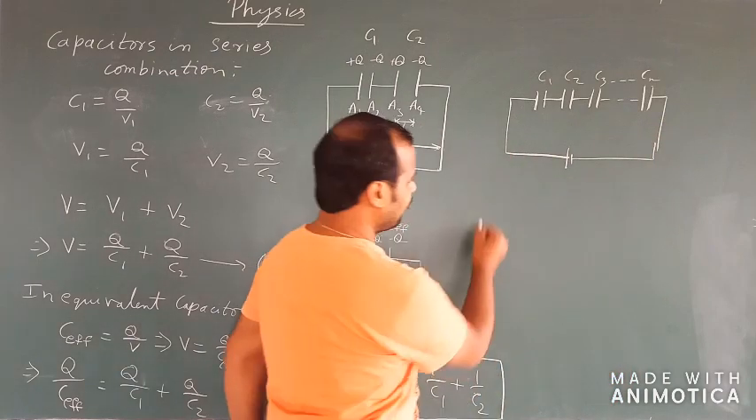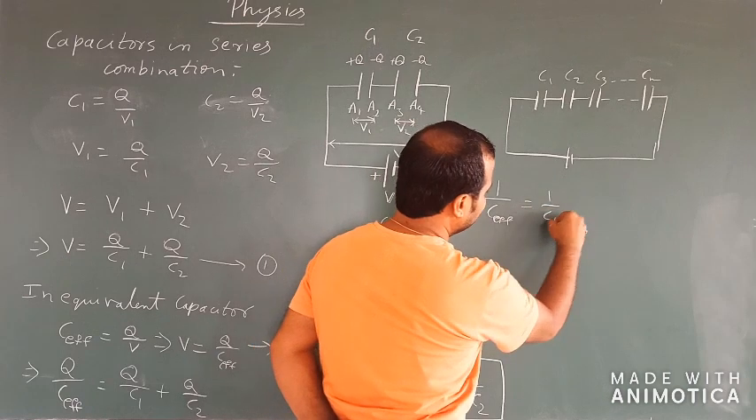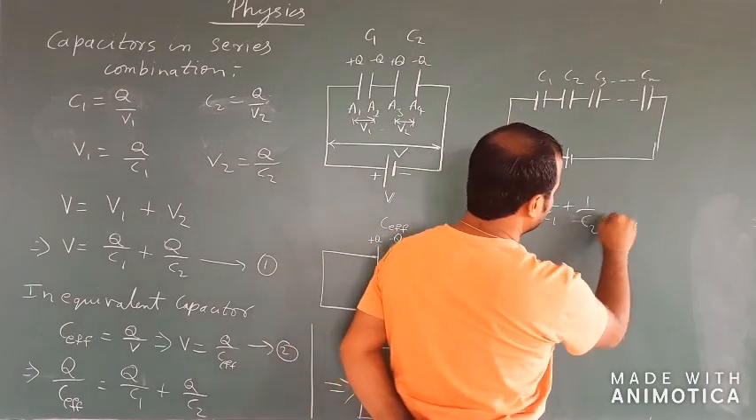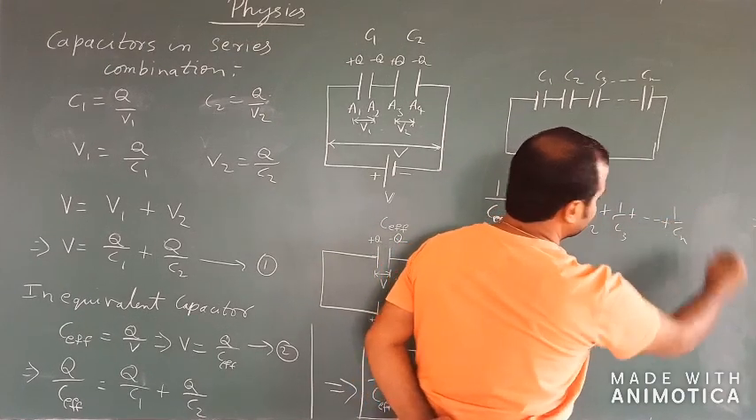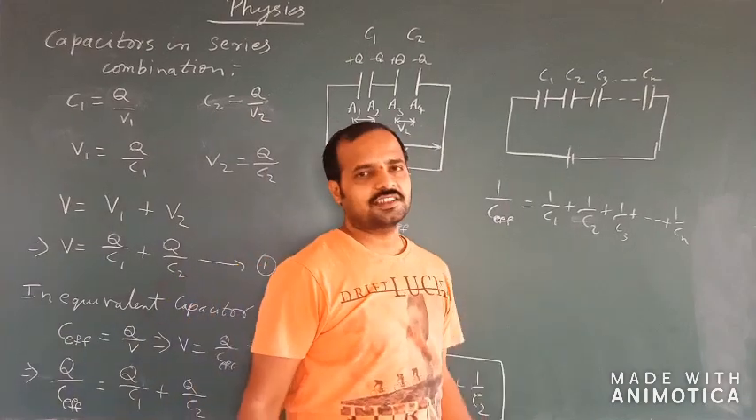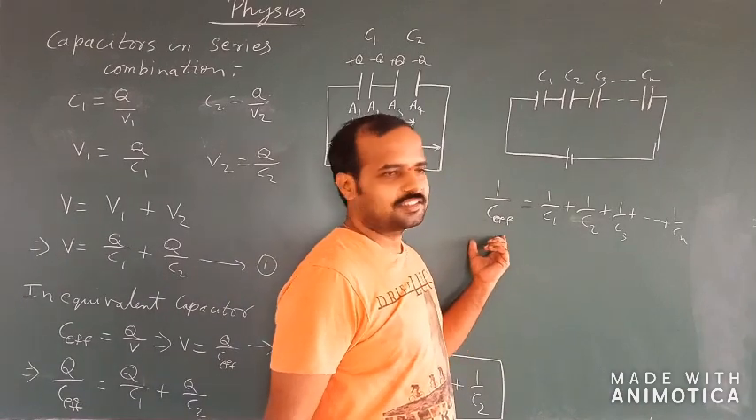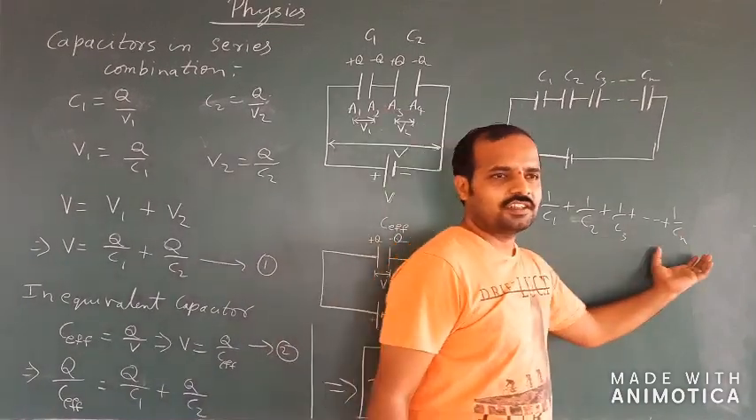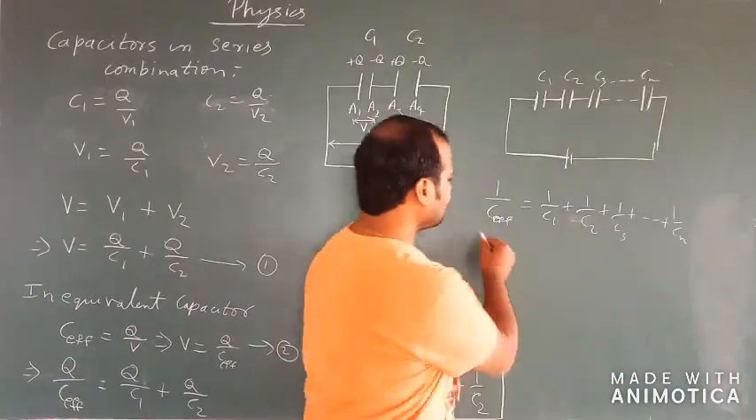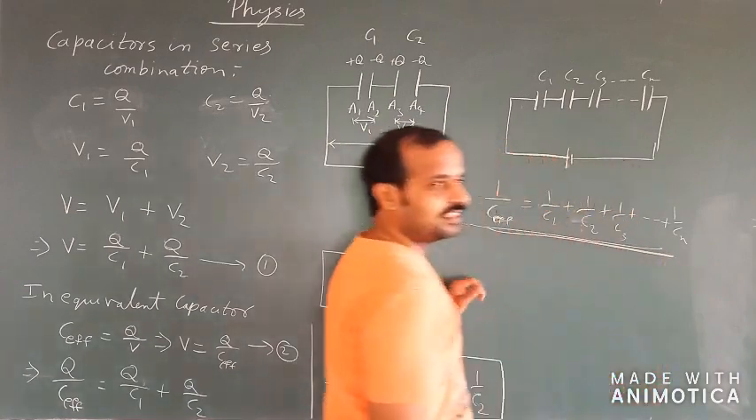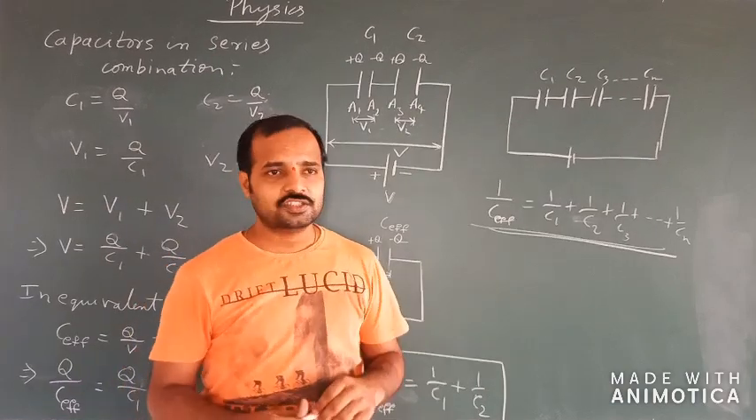In such a case, the effective capacitance will be 1 by C effective equals 1 by C1 plus 1 by C2 plus 1 by C3 plus etc. plus 1 by Cn. That is, for n capacitors connected in series, the reciprocal of the effective capacitance will be equal to the sum of the reciprocals of the capacitances of each of these capacitors. So this is about the capacitances in series combination.